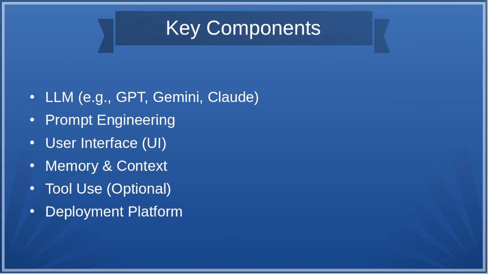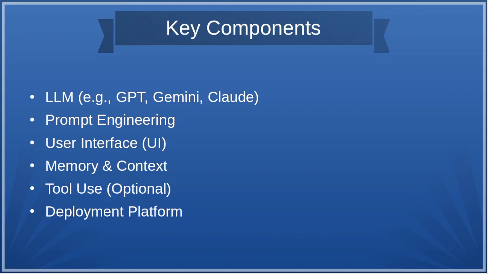Let me tell you about the key components of a chatbot. The LLM, large language model, like ChatGPT or Gemini, is the core component of a chatbot. Without an LLM we can also create chatbots, but they are not that effective because of the huge growth of LLMs. We can better start with LLM-based chatbots for any kind of chatbot application.